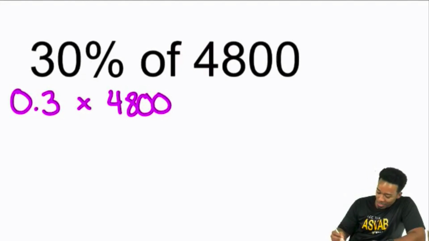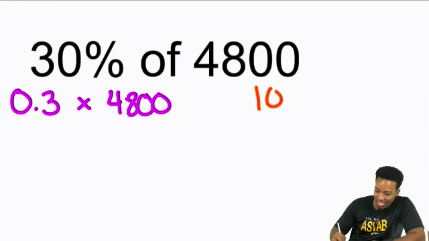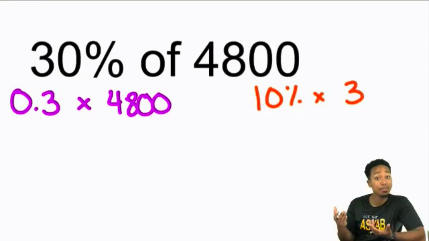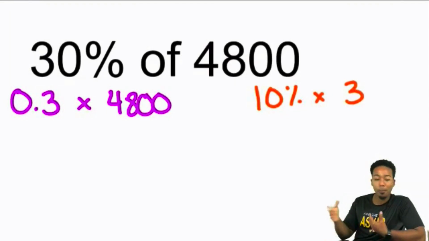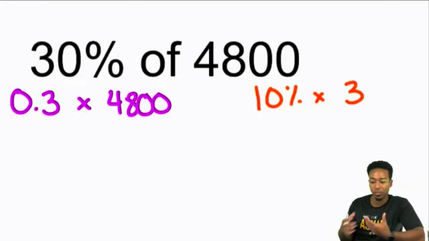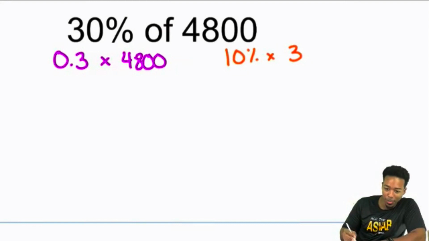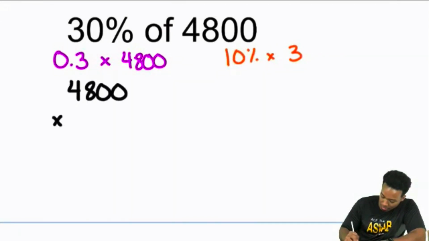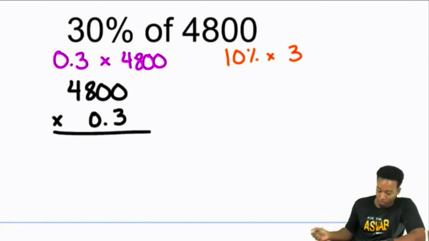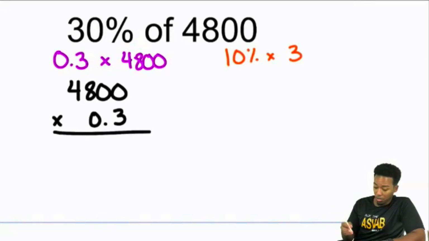So here, yeah, we can end up doing it like this. 10% times 3 is the same thing as 30%. So both of these methods will work. So let's just go ahead and show it here. That's not a big L, man. You're good, Parmita. So with that said, we got 4,800 times 0.3. Boom. All right, let's do the math here.